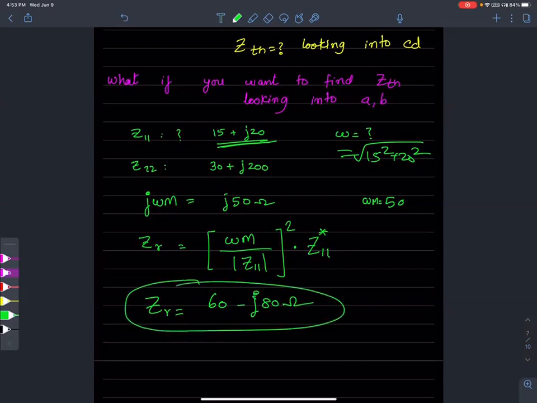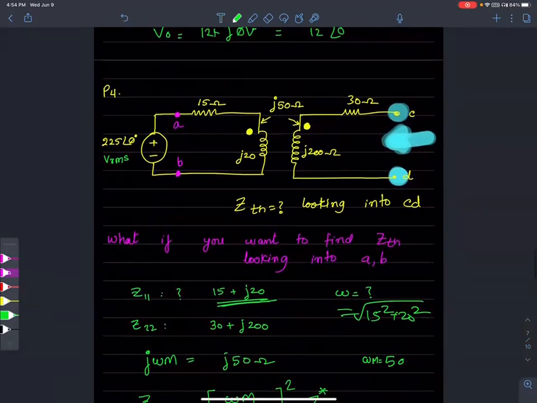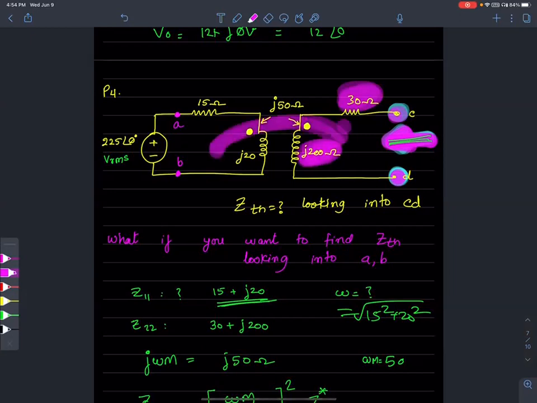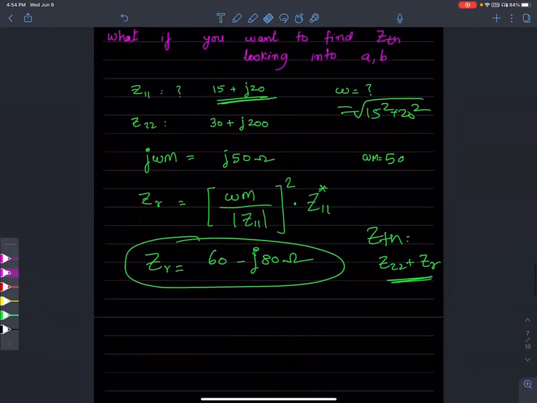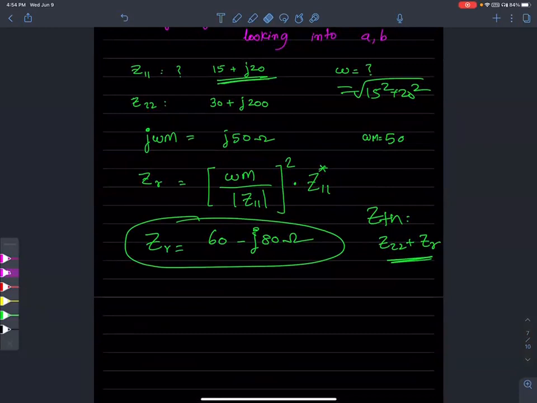Once you have the Z reflected, then Z Thevenin is Z22 plus Z reflected. Or in other words, here is the deal. When you're looking into the terminals CD, you would see this guy plus this guy plus an impedance that is reflected from here. So the sum of those three is 30 plus J200 plus 60 minus J80. So Z Thevenin is 90 plus J120. Make sense?